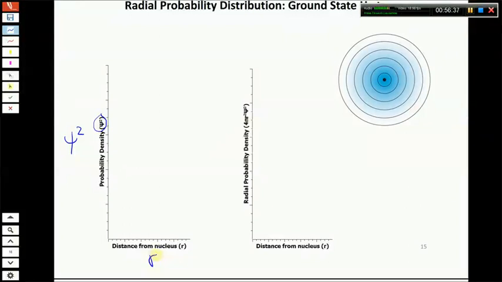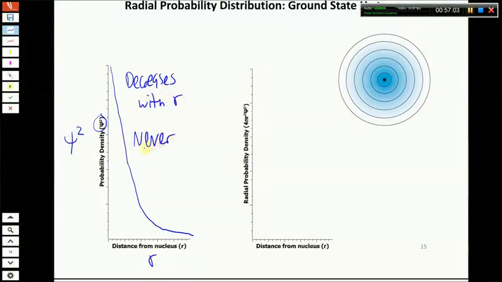If we just look at psi squared, which again is the probability of finding it at any one position in space at that radius, not the whole radius together, what we get is actually a function that just monotonically decreases. All right, so it decreases with radius. And it never goes to 0.